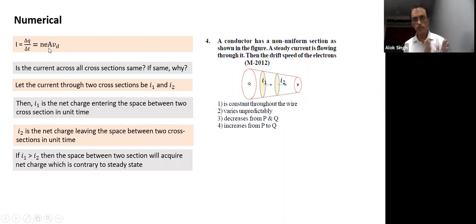It means that if area increases, drift velocity has to be lower. So with a smaller area, higher drift velocity; with a larger area, smaller drift velocity. Drift velocity is inversely proportional to area. That answers your question: since the area is smaller, drift velocity will be more. But what would make the drift velocity more? What does drift velocity depend on?